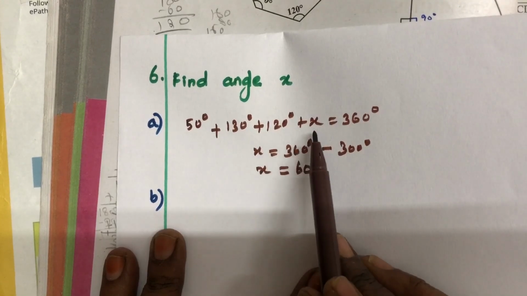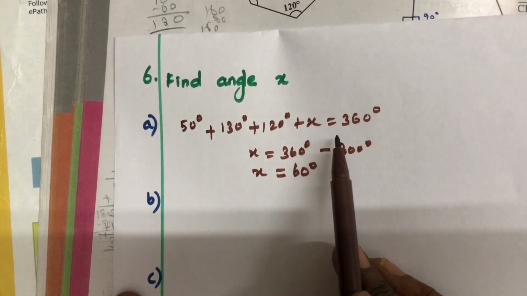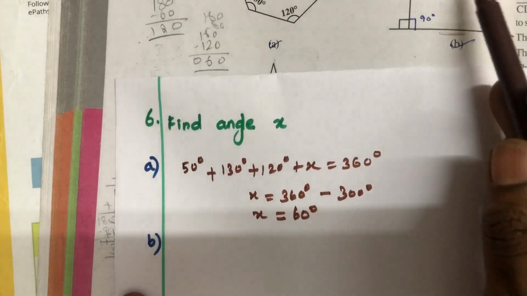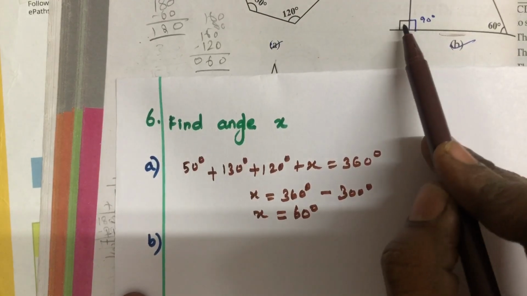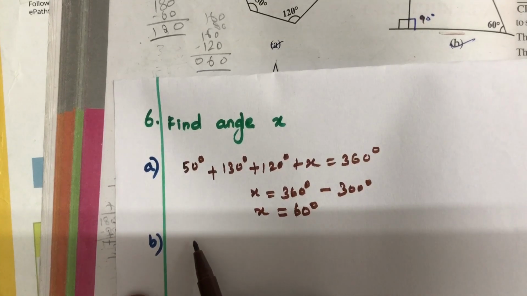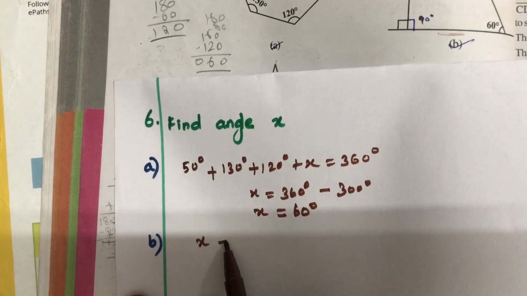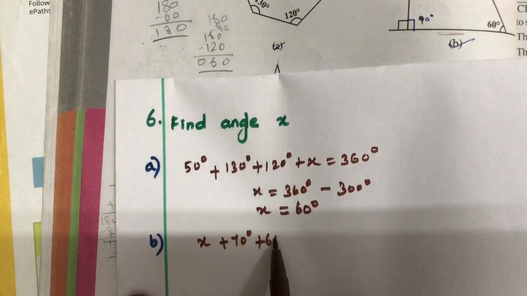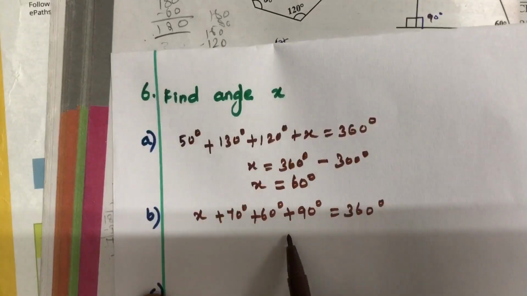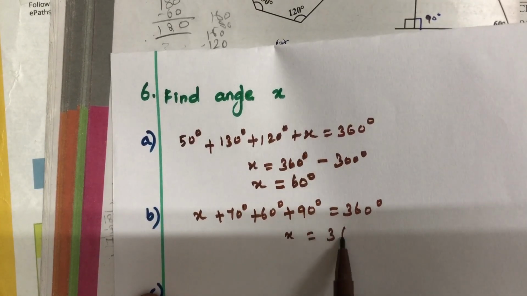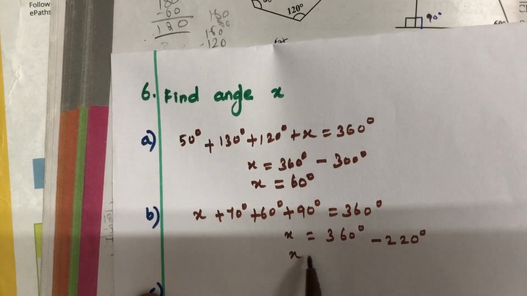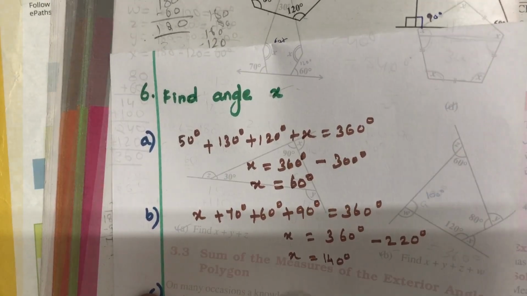If you sum up all the angles and equate it with the 360 degree, we can find the unknown angle. Next, B. See here, 70 degree, 60 degree, we don't know this angle. So this is 90 degree angle and this is x. So shall we calculate this? X plus 70 degree plus 60 degree plus 90 degree equal to 360 degree. X equal to 360 degree minus 220 degree. X equal to 140 degree.